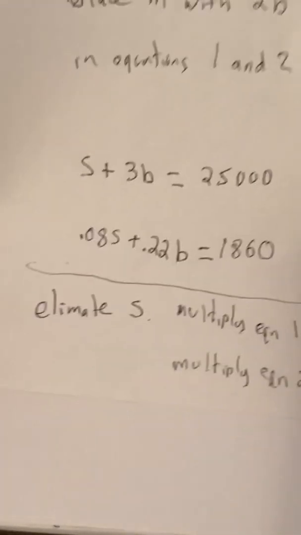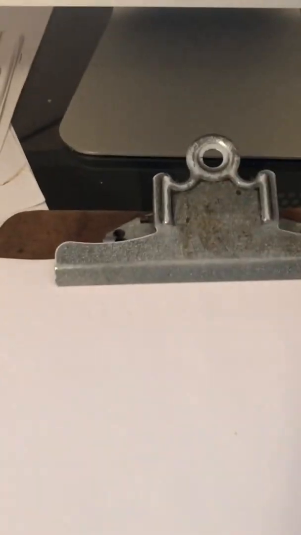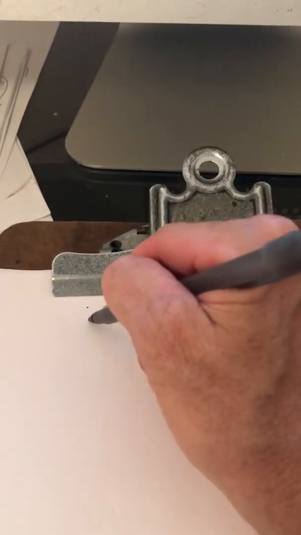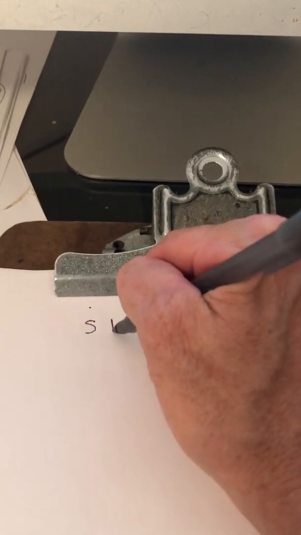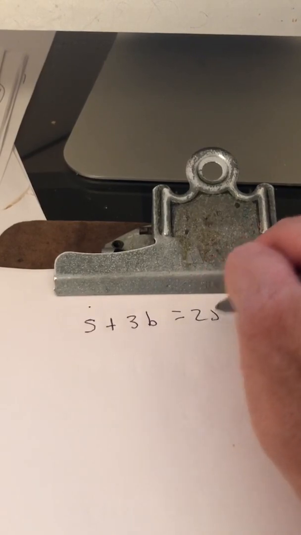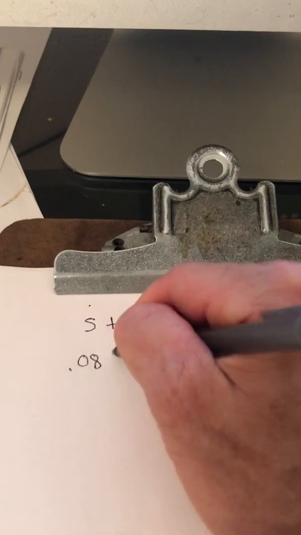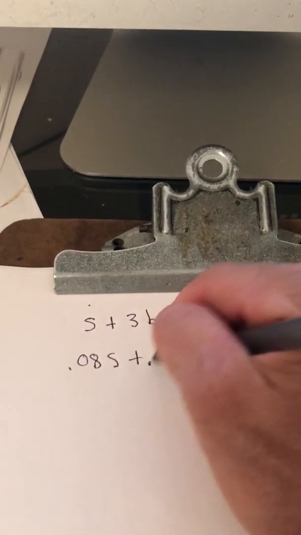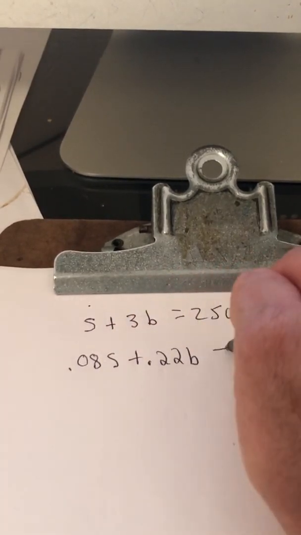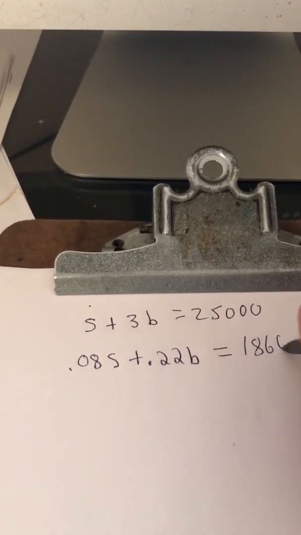So let's continue this problem on the next page. We could copy down these equations. We have s plus 3b equals 25,000, and 0.08s plus 0.22b equals 1,860.